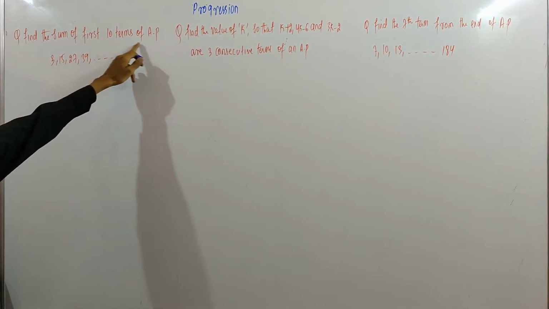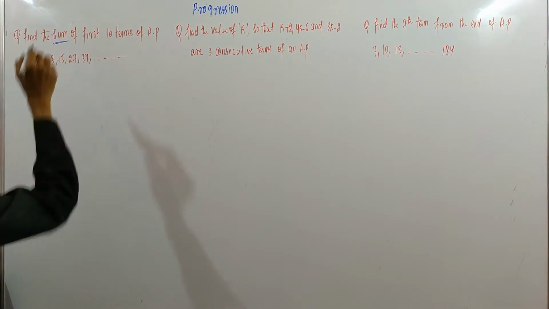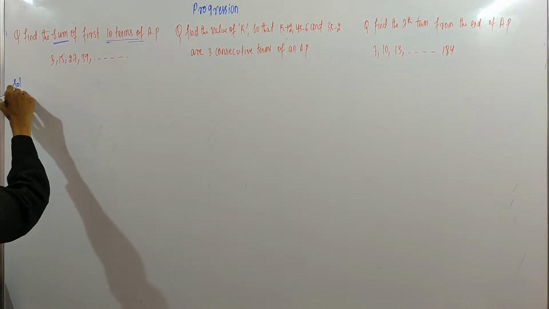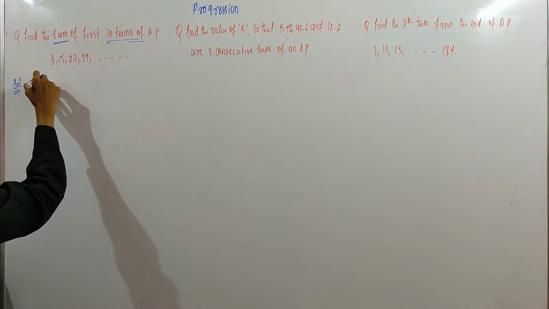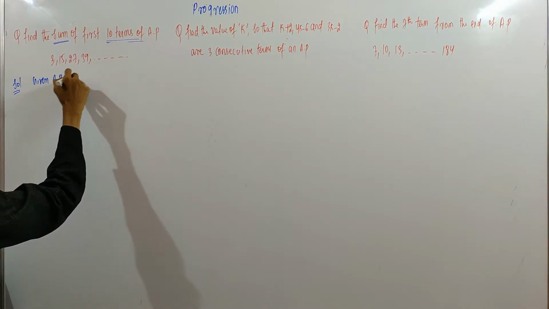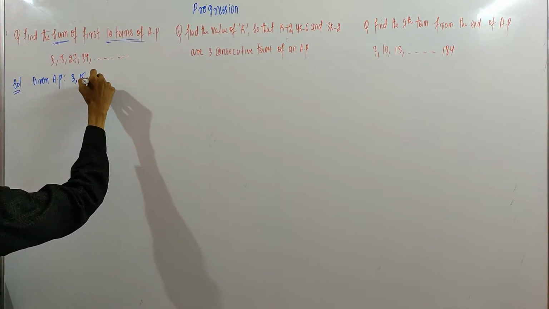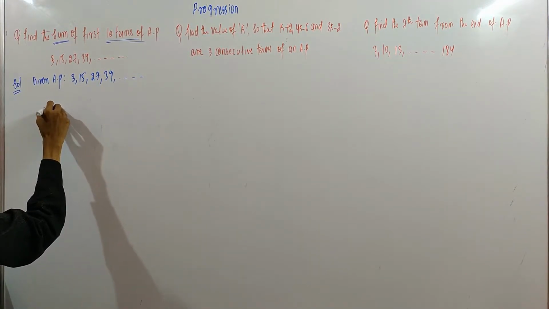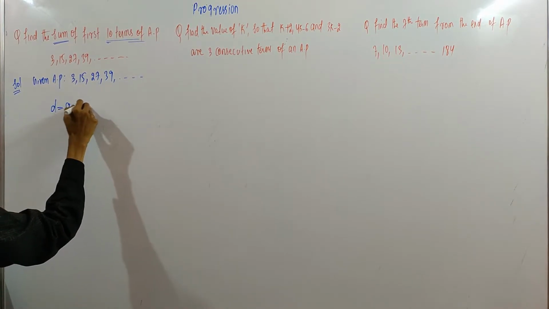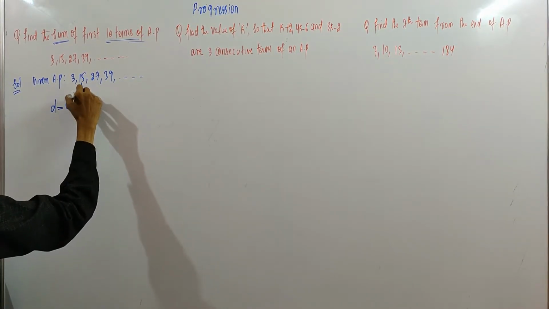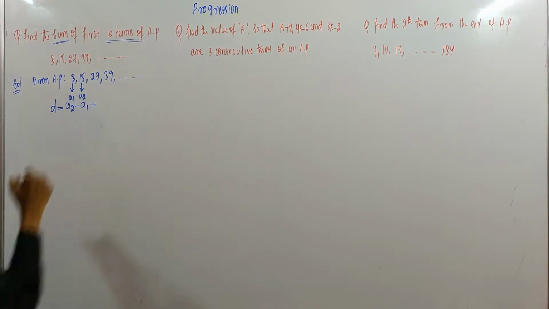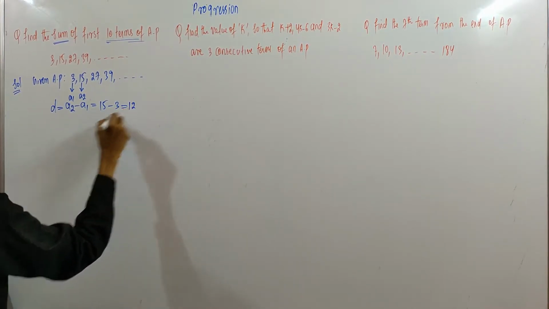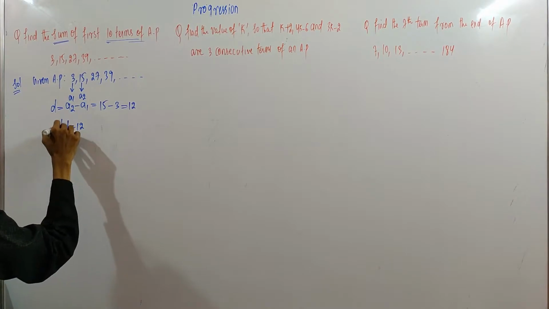Find the sum of first 10 terms of an AP. We have to calculate sum of 10 terms of an arithmetic progression. So the given arithmetic progression is 3, 15, 27, 39 and so on. Let us calculate first common difference. D is equals to A2 minus A1. So this is A2 and this is A1. So A2 value is 15, A1 value is 3. We have 12. So common difference is 12.